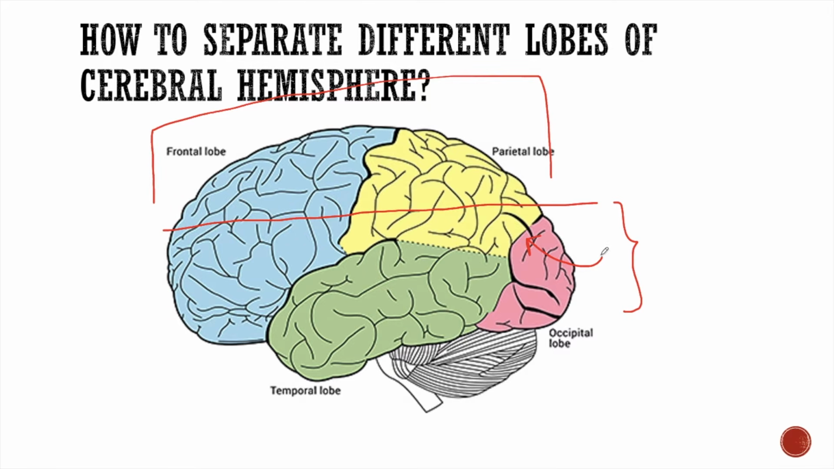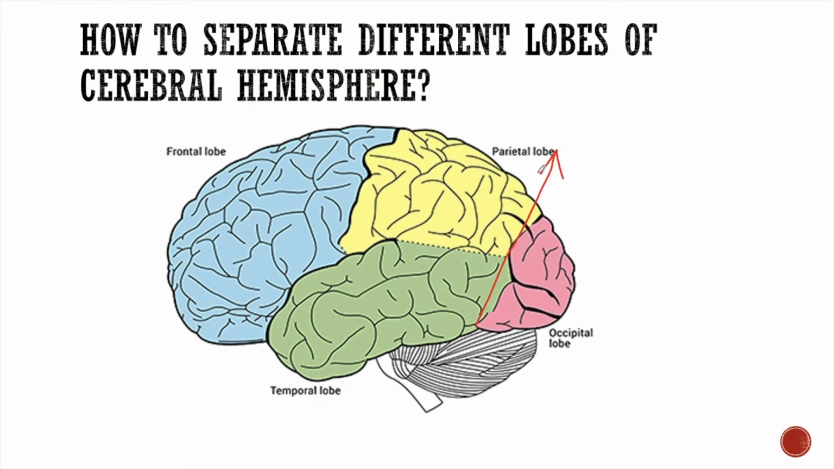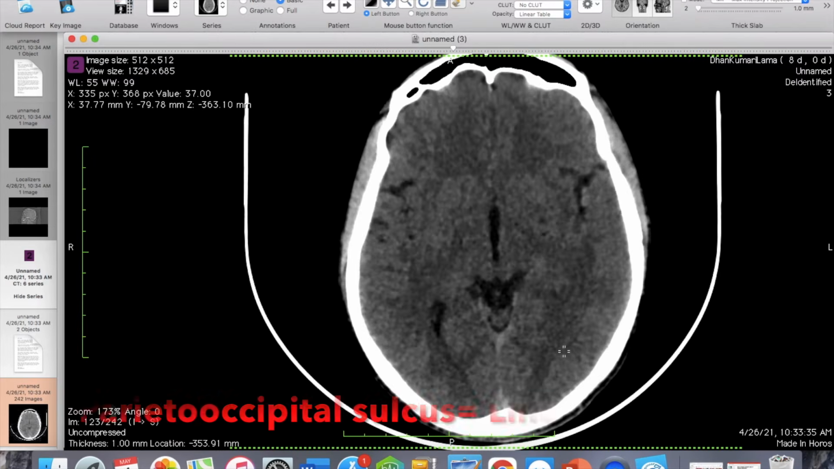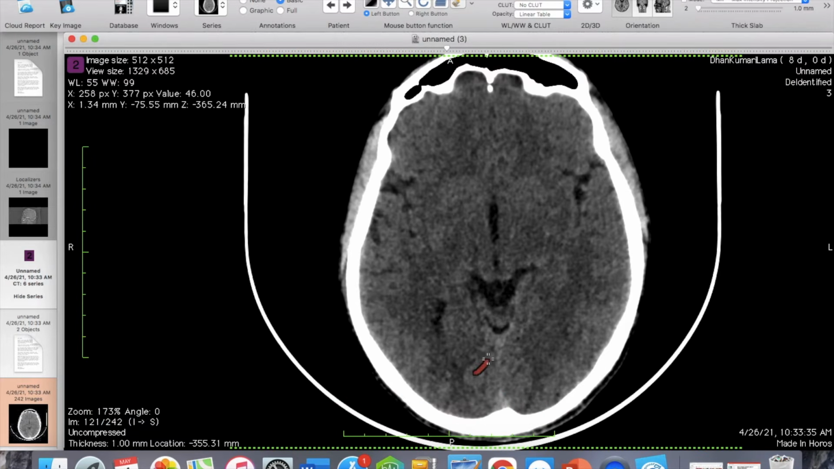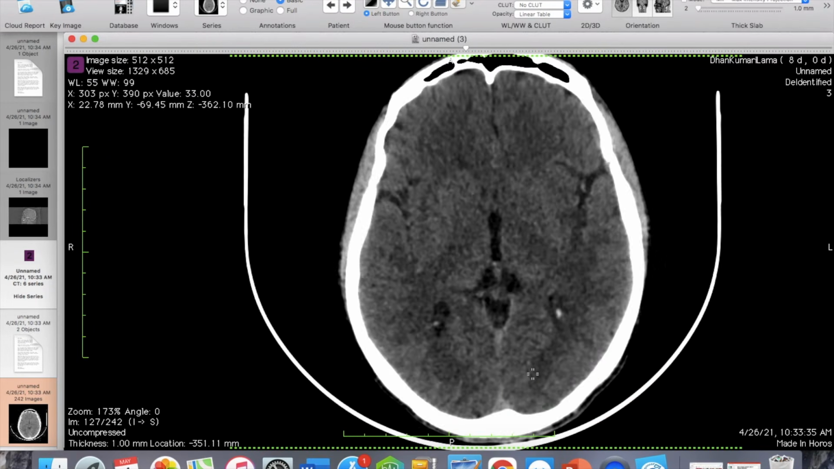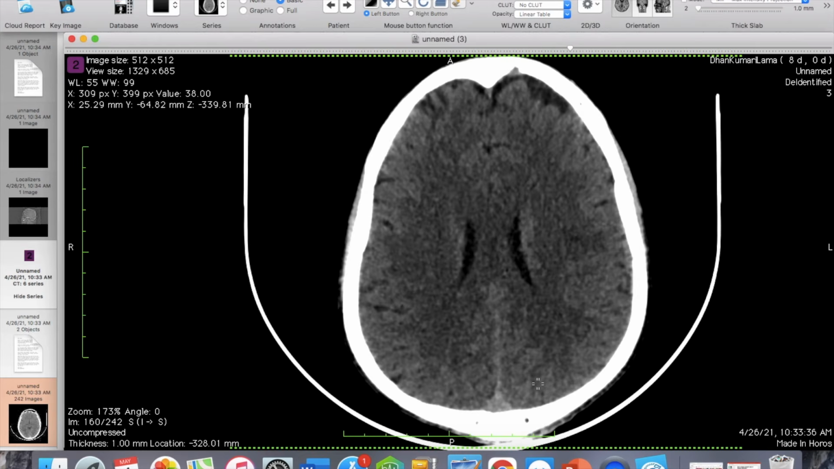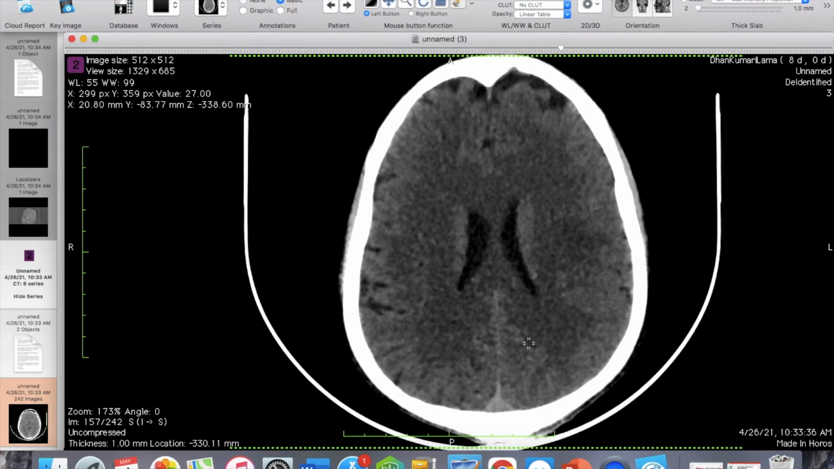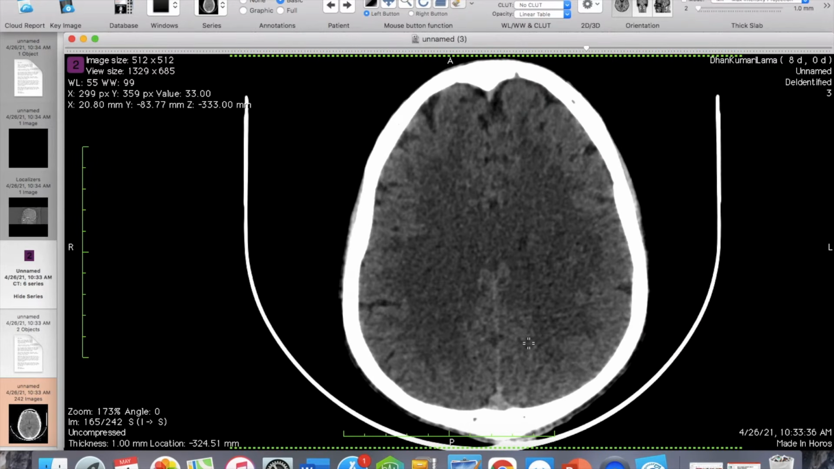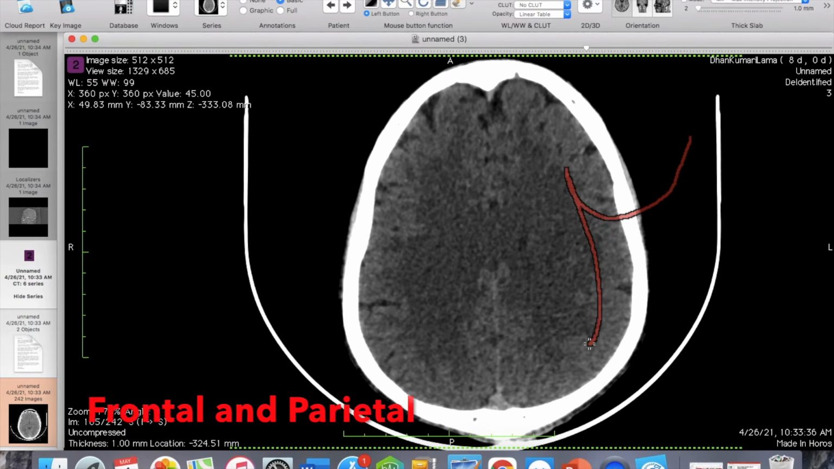And furthermore, the occipital lobe is separated from the parietal lobe by the parieto-occipital sulcus, and the parieto-occipital sulcus extends posteriorly as we go cranially. In the inferior portion of the brain, we can see the parieto-occipital sulcus as a horizontal line. But as we go cranially, it migrates posteriorly and disappears at the level of the ventricles. So above the level of the ventricles, we no longer see the temporal or the occipital lobe, and the only lobes present here are the frontal and the parietal lobes.